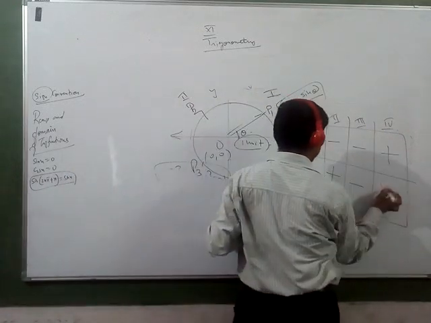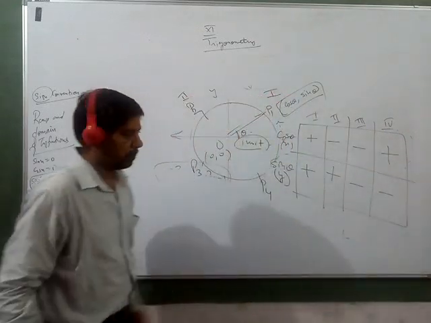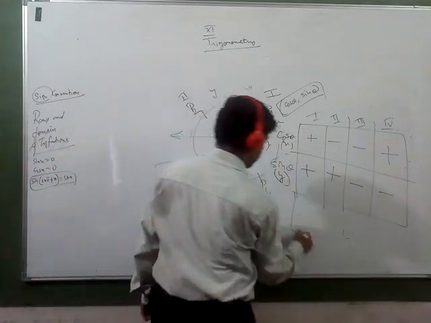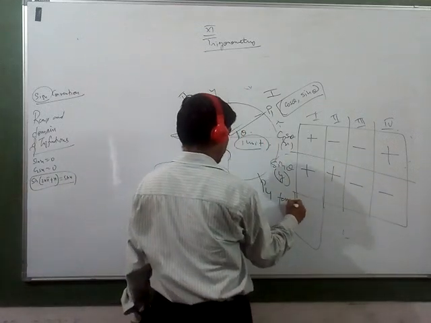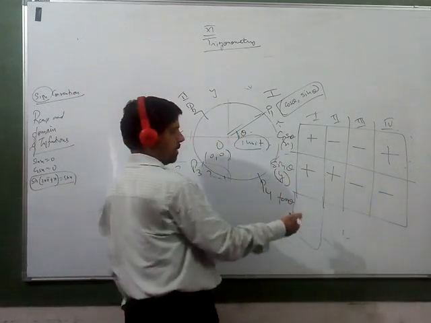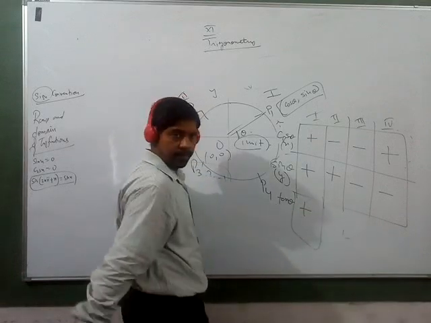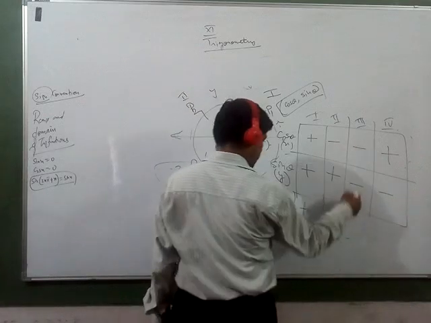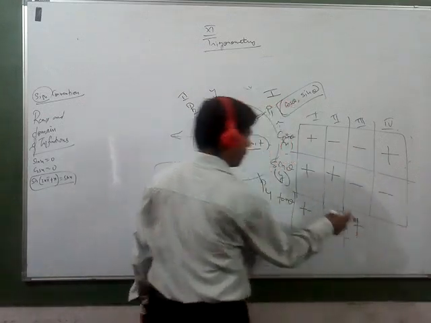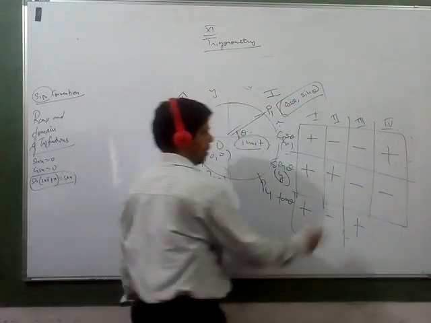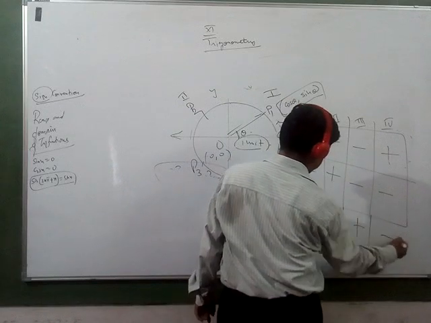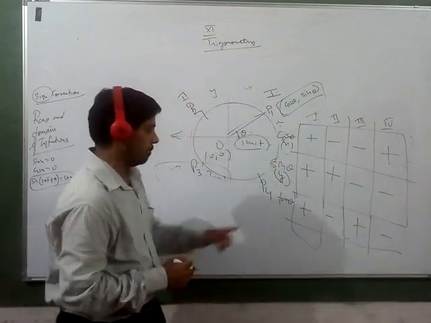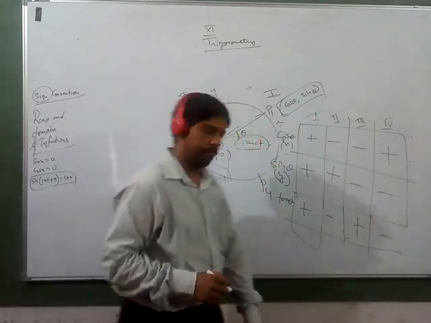Cos theta is positive, sin theta is negative. Similarly, you can talk about tan theta. Just divide them, plus plus. This is plus in the first quadrant, then minus, plus, minus. So tan theta is positive in the third quadrant. Plus minus minus. So tan theta is plus minus plus minus.